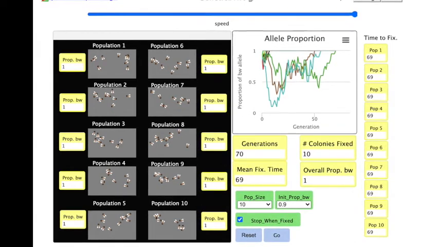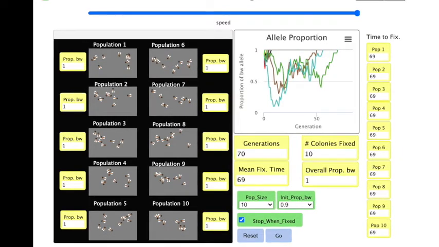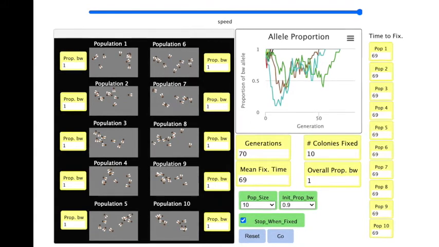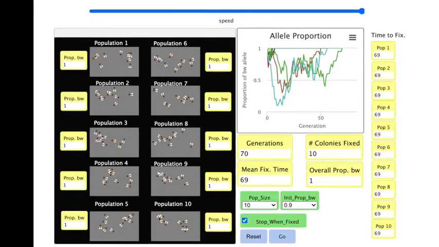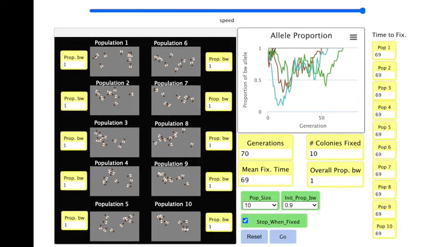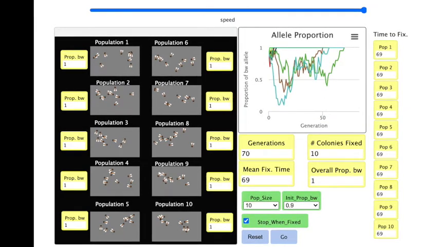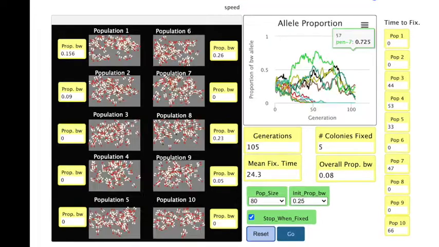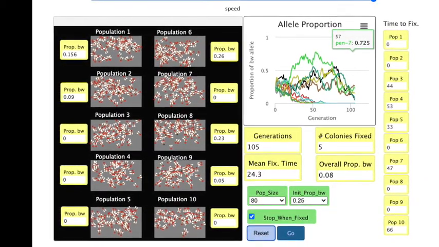For the first manipulation, I decided to change the population size to 10 and the initial prop-BW to 0.9. A major finding was that the generation increased to 85, colonies fixed became 10, the mean fixed time became 84, and the overall population-BW stayed at 0.9.